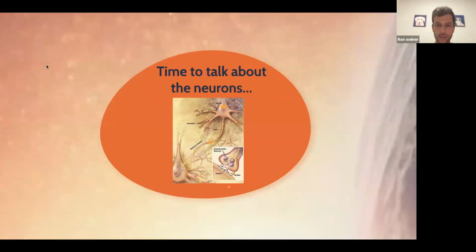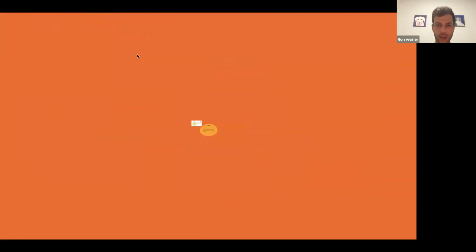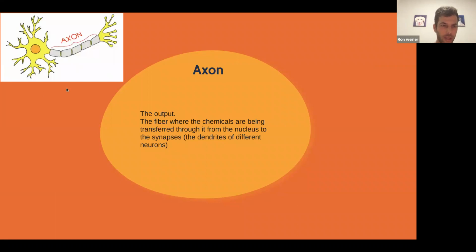And the axon itself is actually an output pipe. You can see here on the nice drawing on the upper left side the surrounding of the cell body. We have the orange circle, which is the nucleus, and we have the axon, which is responsible for transferring the data and the chemicals to the outputs of the neuron, and to the next neurons.